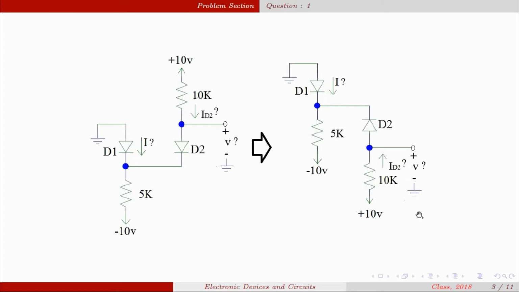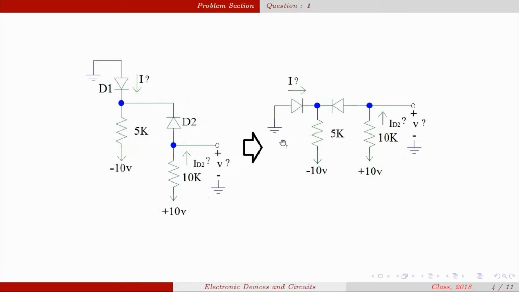Now we just put this vertical diode into horizontal, and this diode also to horizontal. This is the change from this figure to this.